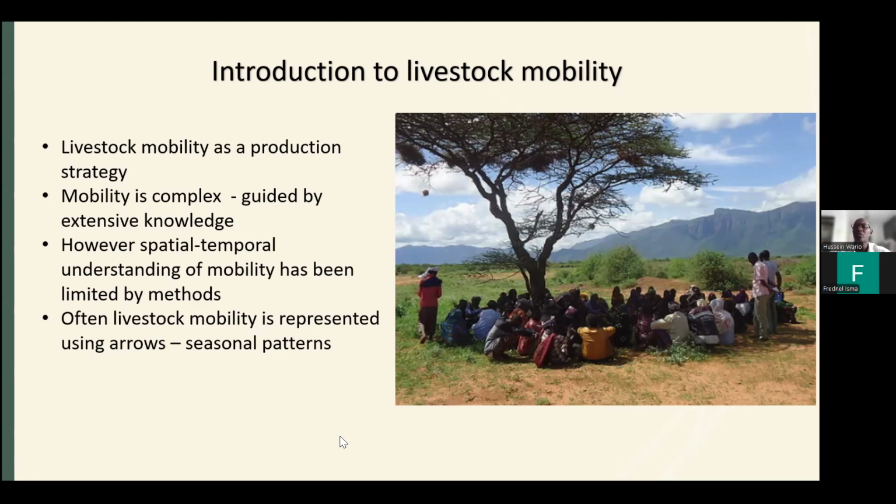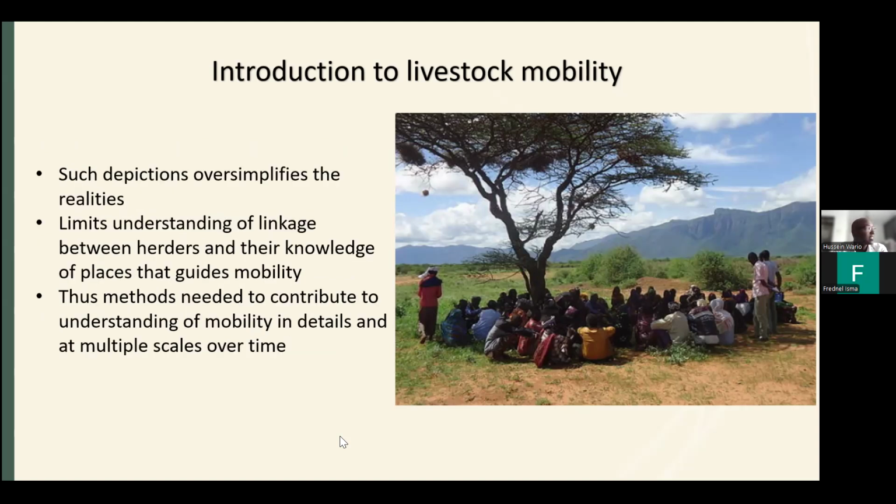When we just say pastoral is just moved seasonally, and we show arrows in different colors without much detail, I want to show a little bit more of how we can study it. Such descriptions oversimplify the realities and the practice of mobility, and therefore limit our understanding of the linkage between herders, their knowledge systems, what they observe around the livestock. It's important to understand mobility in detail and in terms of how we understand it across different scales.